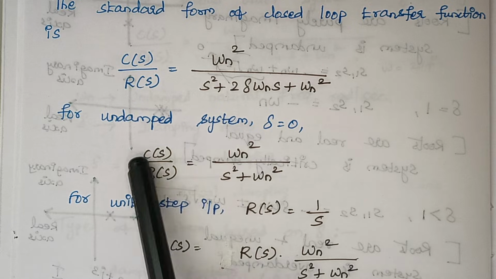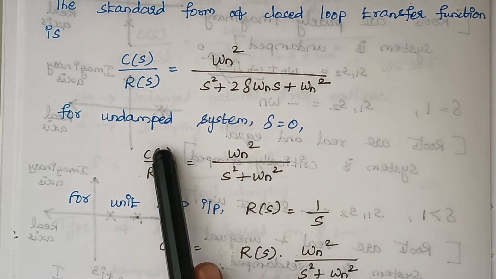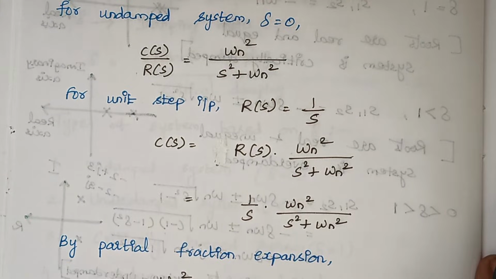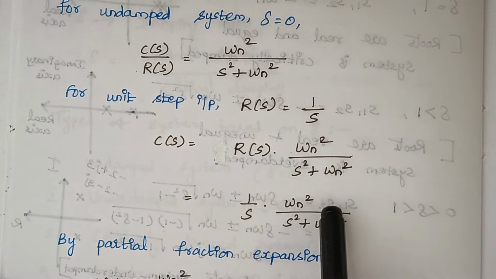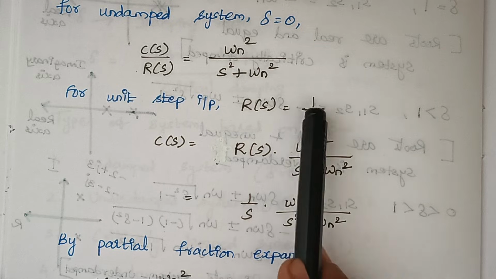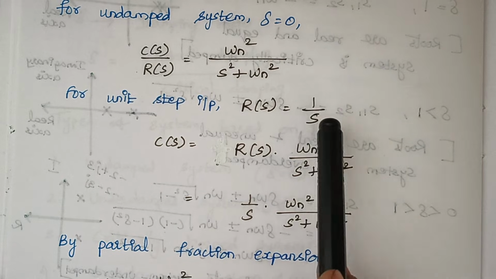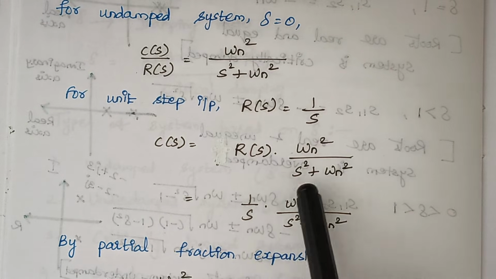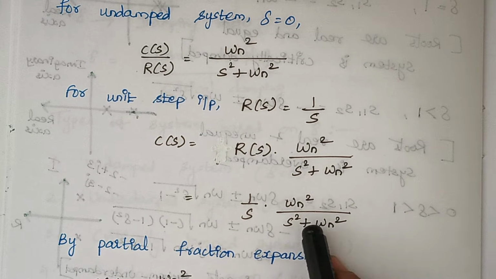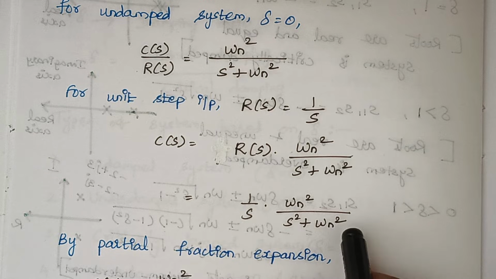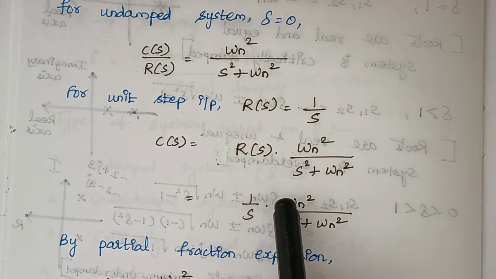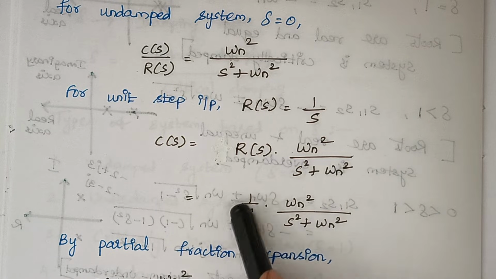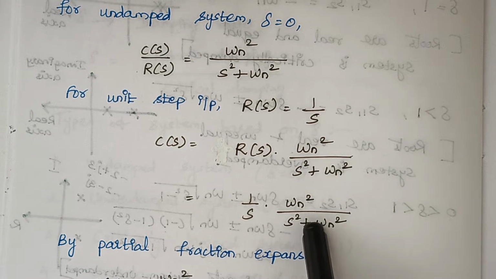So here I am rearranging this expression. So C of S is equal to R of S into omega n square divided by S square plus omega n square. And the value of R of S is 1 by S. So just substitute the value of 1 by S here. And here you will be having 1 by S into omega n square by S square plus omega n square. So this is your value of C of S. The next step is by using partial fraction, we are going to find the solution for this expression.